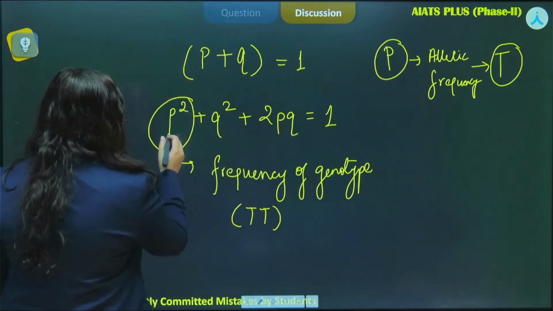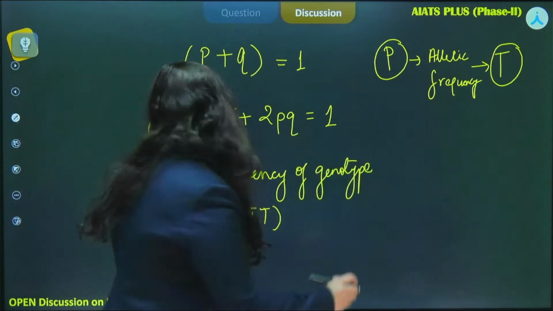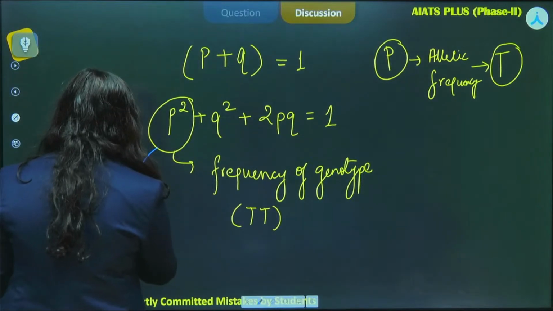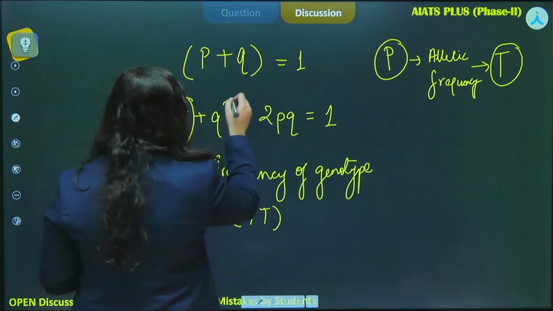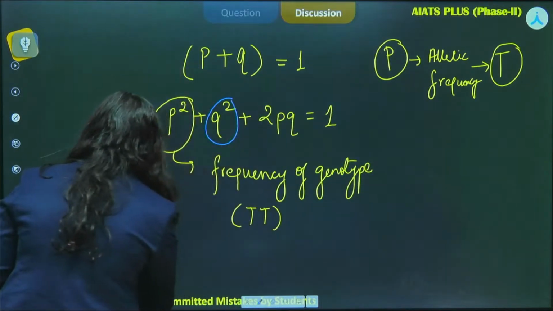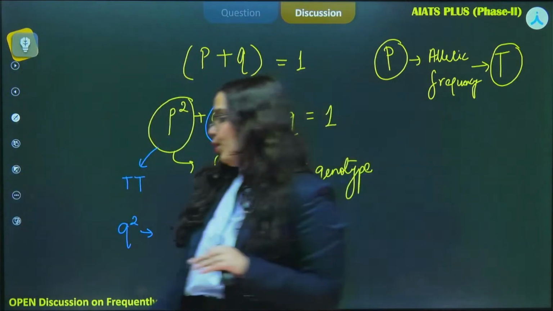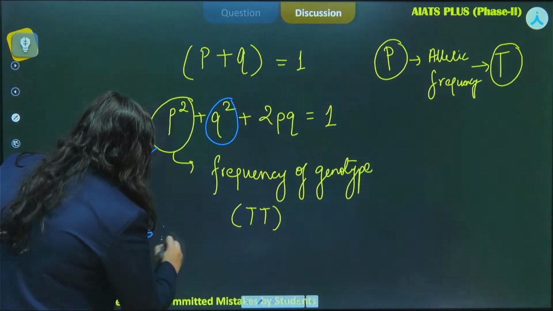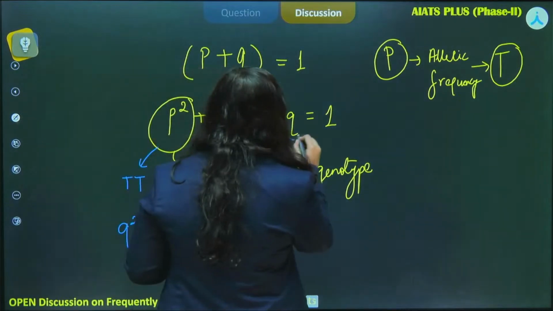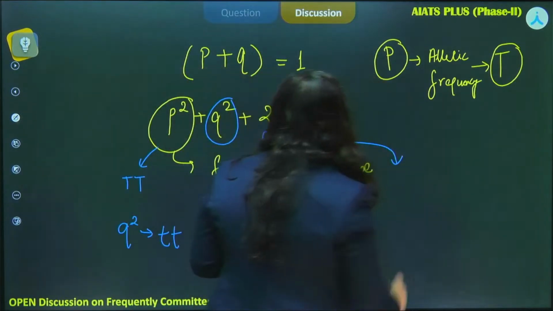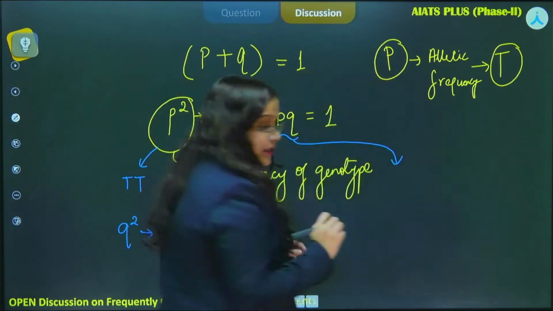All right? So P square here is the frequency of the genotype of the dominant allele, and Q square is the frequency of the recessive genotype of the recessive trait, whereas 2PQ here represents the frequency of the heterozygous condition, which means T and t.